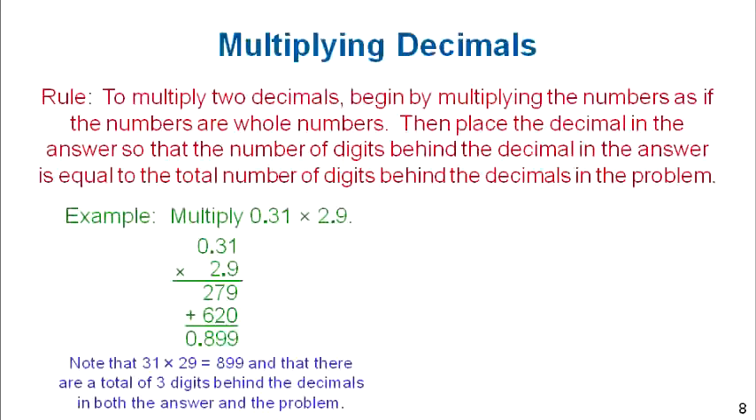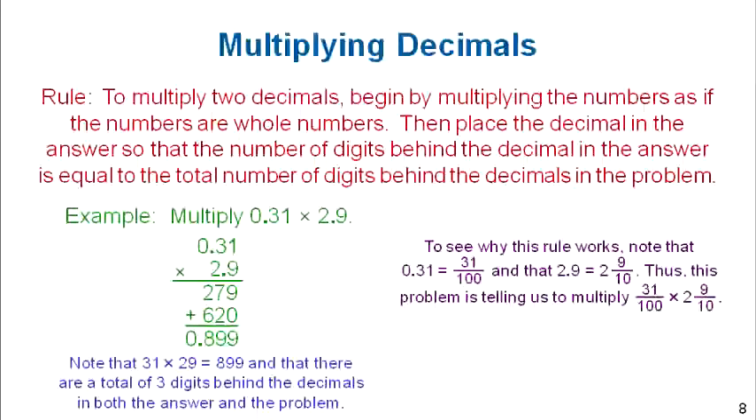So, to multiply 31 hundredths by 2 and 9 tenths, we must begin by noting that 31 times 29 is equal to 899. Then, we can note that there are a total of 3 digits behind the decimal points in the problem, and so we must place the decimal in the answer so that there are a total of 3 digits behind the decimal point. This tells us that we get 899 thousandths when we multiply 31 hundredths by 2 and 9 tenths.